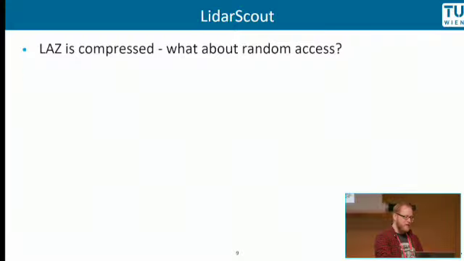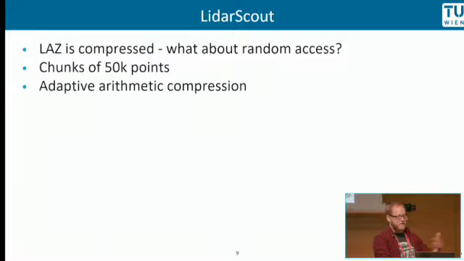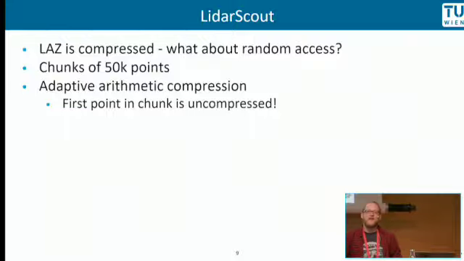But luckily, LAC is compressed in chunks of 50,000 points, which would still be a problem because just setting up creating the decompressors takes a lot of time. If you want to uncompress 250 kilobytes of points, you have to initialize state for 10 megabytes of decompressor. But again, luckily, it uses adaptive arithmetic compression, which means the first point in each chunk is uncompressed, and the further ones are then successively better and better compressed.